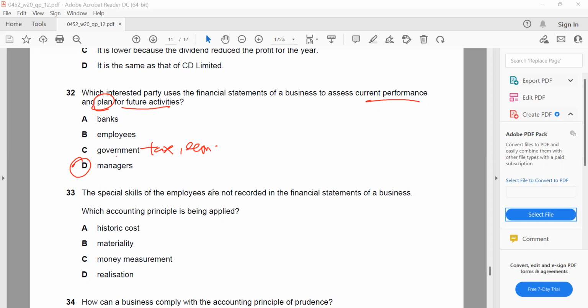The special skill of the employee are not recognized in the financial statement of a business. Which accounting principle is being applied? Historic cost, talking about the original cost to be recorded. Materiality, talking about the amount significant or not significant to recognize as a non-current asset. Money measurement ensures that all the monetary terms are recorded in the book, not based on your own judgment. Realization is talking about when to recognize the sales, where to recognize the inventory. So the special skill is not recorded because this is not a monetary term.